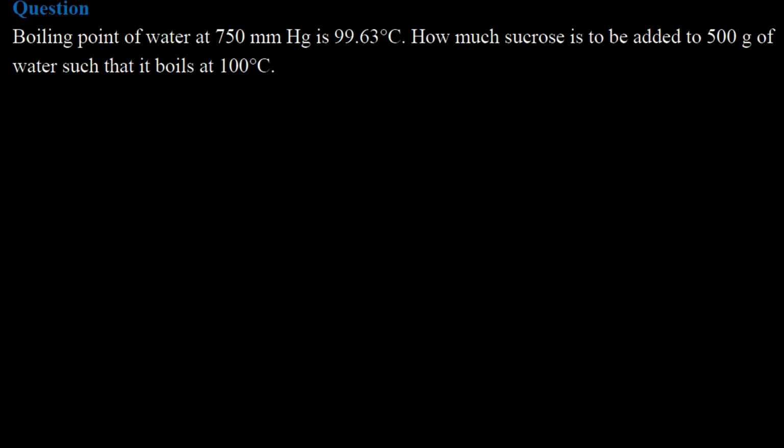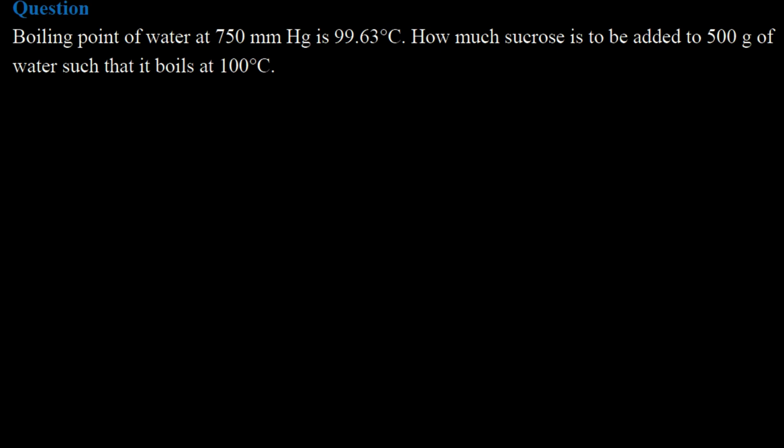The next question is related to the boiling point, that is, elevation in boiling point. The boiling point of water at 750 millimeters of mercury is 99.63 degrees Celsius. How much sucrose is to be added to 500 grams of water such that it boils at 100 degrees Celsius? So the boiling point of water is given at that particular pressure, 750 millimeters of mercury, as 99.63. What is the mass of sucrose that has to be added to 500 grams of water so that it will boil at 100 degrees Celsius?